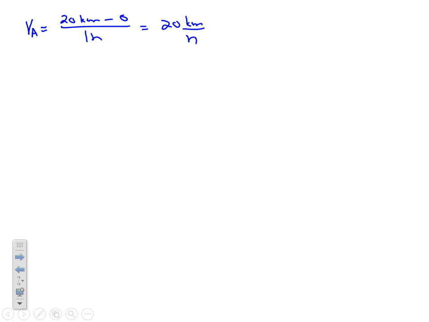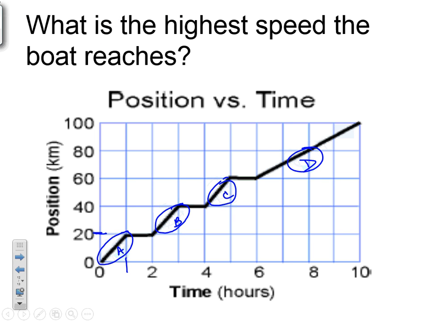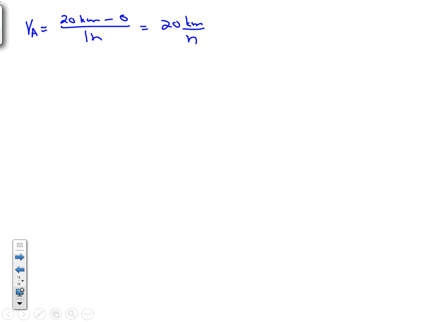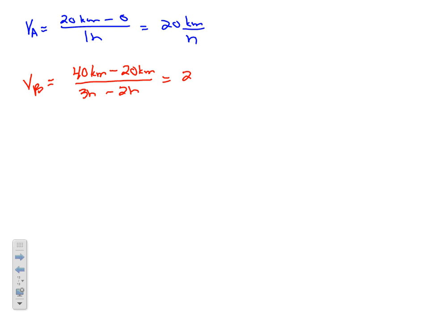Let's check VB. In VB, it goes from 20 to 40, and that takes from 2 to 3 hours. Going the long way, VB is, it's going to 40, there's your DF, minus 20. For the time period, we're at 3 hours, minus, you started at 2 hours. Now you can take those shortcuts, and you can see here that it's still 20 divided by 1, so it had the same average speed as part A.